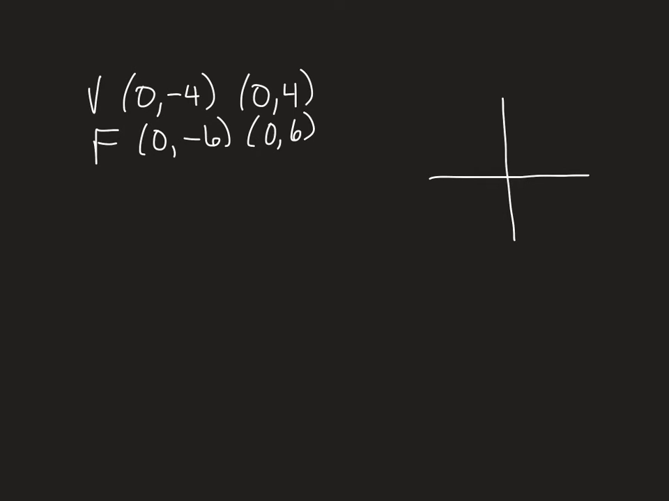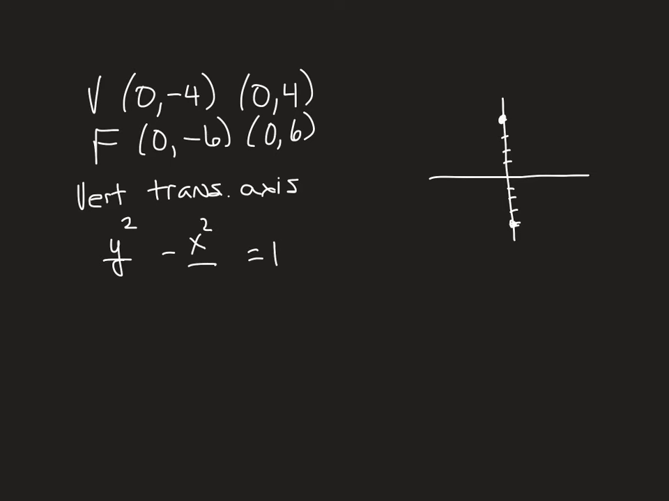So if we have (0, -4) and (0, 4), we know we have a vertical transverse axis. If it's a vertical transverse axis, the y squared is going to come first. So it's going to be y squared over something minus x squared over something equals 1. So let's see if we can figure out what a and b are.